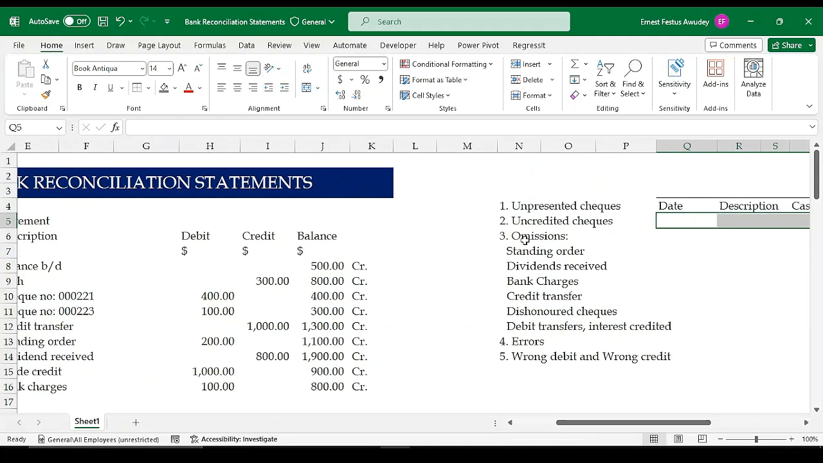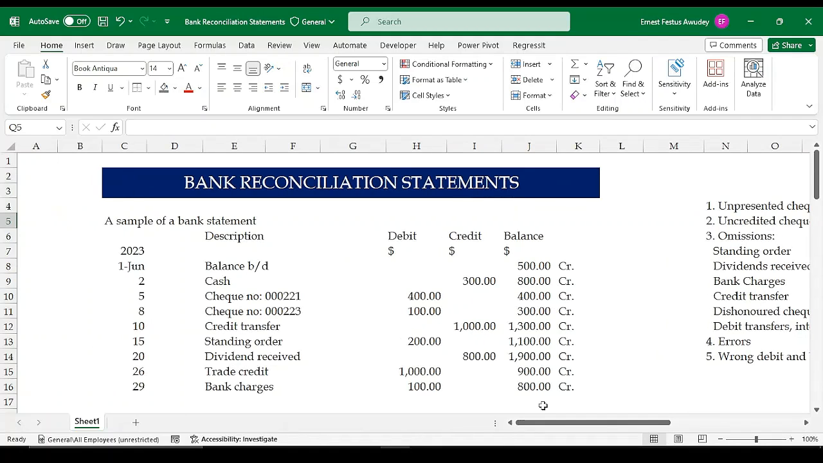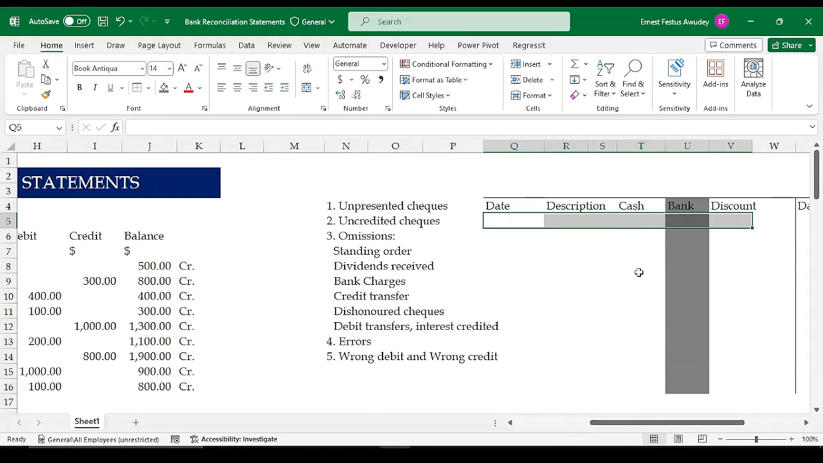Then the third reason why there is always a difference between the bank statement balance and the cash book bank column balance is what we call omissions. Omissions can come in different forms. The first one is standing orders. Now, what's a standing order? A standing order is simply a written instruction to the bank by a customer, that is the business, to pay at regular intervals a specific amount on behalf of the firm. Now, when this amount is paid by the bank, the customer might not be aware of such payments from the bank, and therefore it will be omitted from the cash book. Now, this is a standing order.